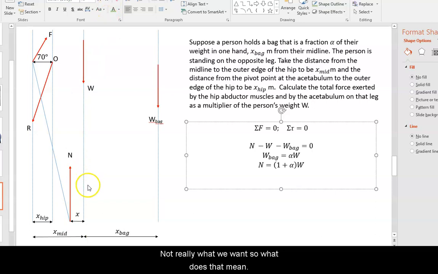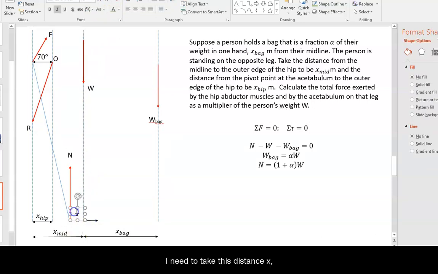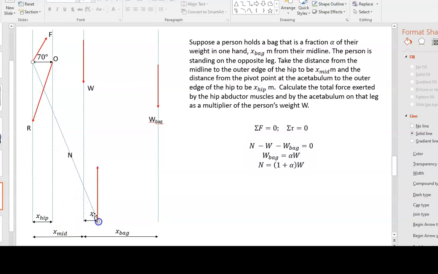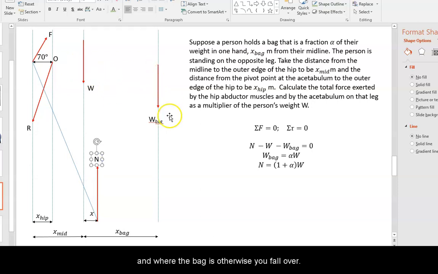So what does that mean? I've drawn this wrong, right? I need to take this distance x and put it over here so that we can now figure out what that distance is. All right? So we now know our normal force has to be, the foot basically has to be between your center of mass and where the bag is, otherwise you fall over.